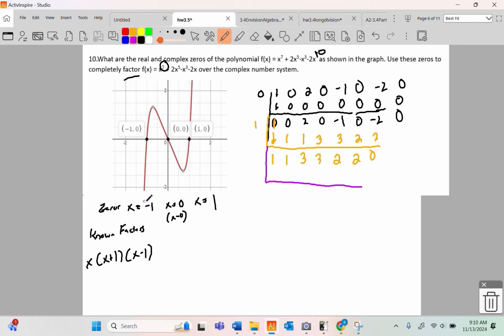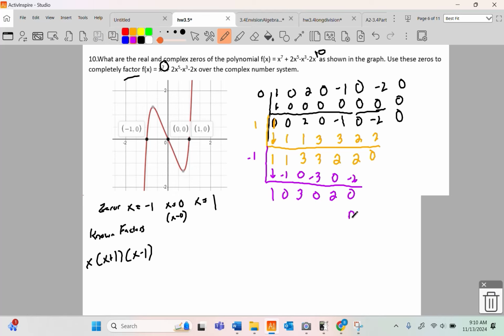This time we're going to use the -1. We're going to drop. We multiply, and we add, repeating across the row. So let's see what we're left with here, because this might factor. It kind of looks like it will.